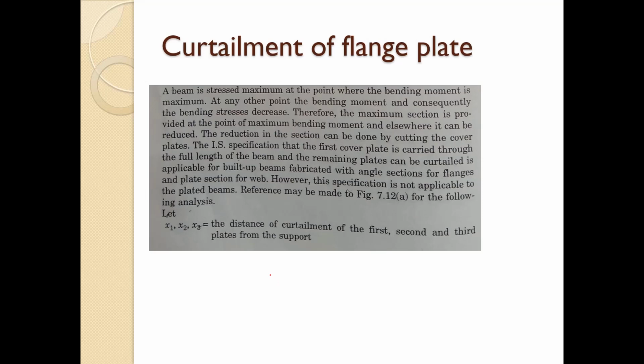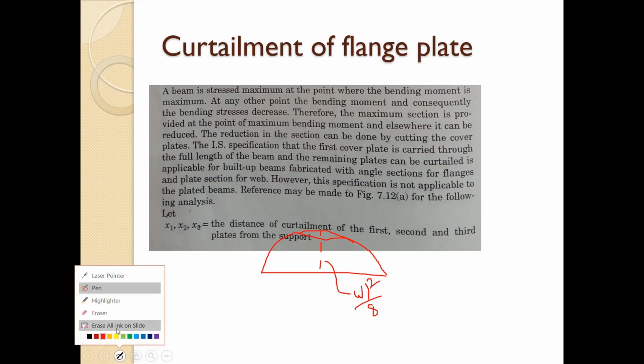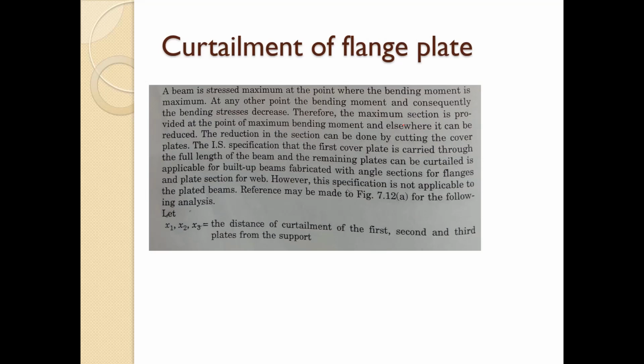So as we know, if we consider this simply supported beam having the UDL on it, at mid span it has this maximum bending moment, that is WL square by 8, by considering the UDL on it. So here the bending moment is maximum, but here that bending moment should not be that much. So therefore the maximum section is provided at the point of maximum bending moment, and elsewhere it can be reduced.